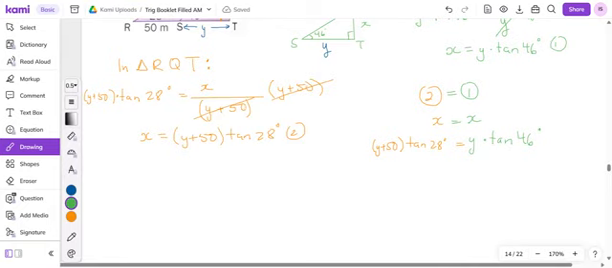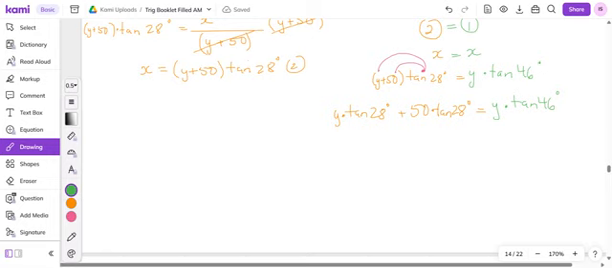I can expand it. Watch, folks. I can go this times that and that times that. So ugly. I know. It really is. So I'm going to have y times tan 28 plus 50 times tan 28 equals y times tan 46.